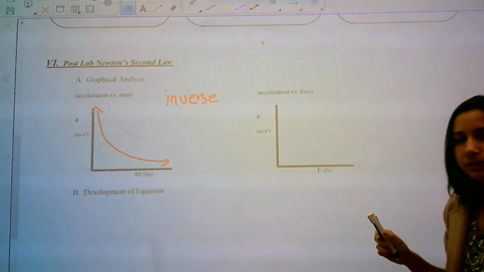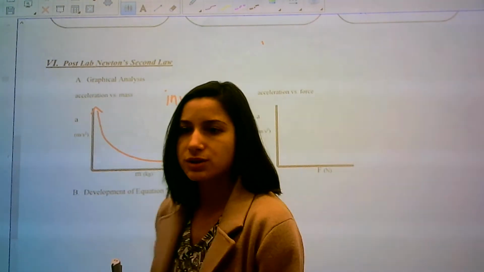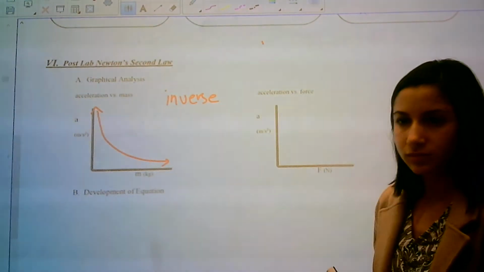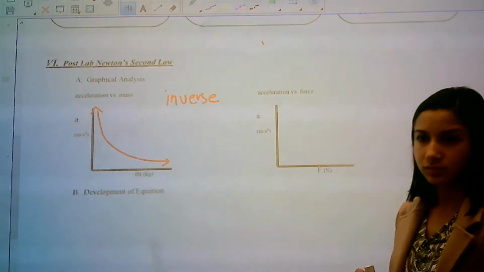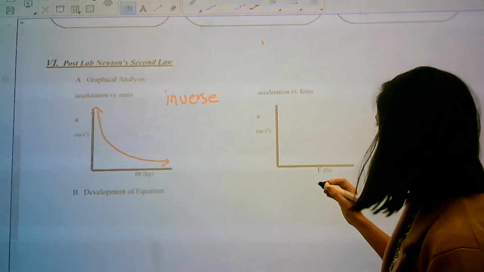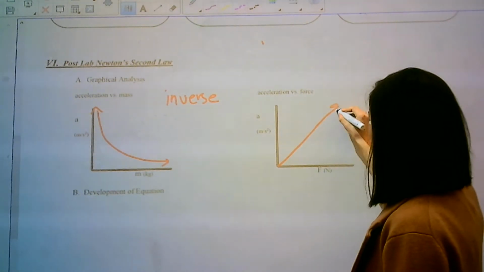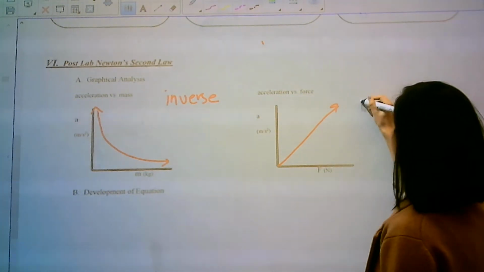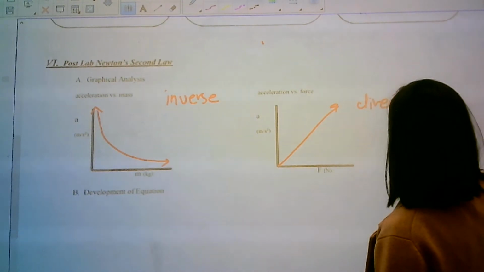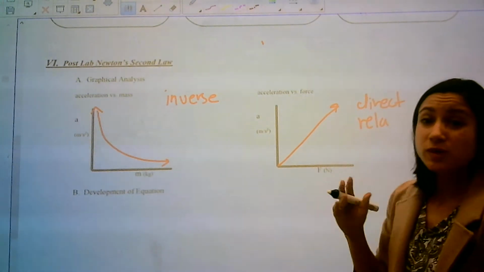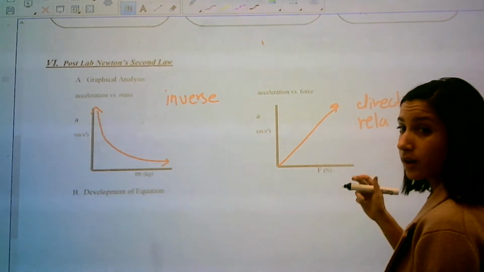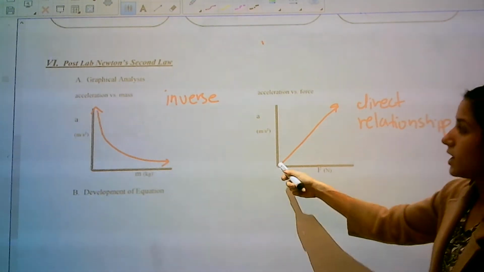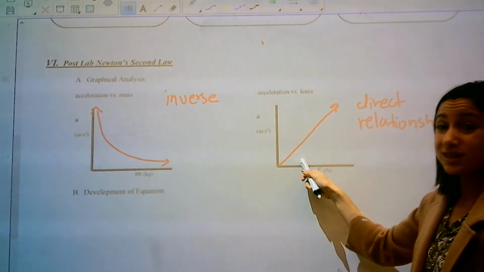Now, what does the graph for acceleration versus force look like? If I increase my acceleration, what happens to my force? Put it in the chat. What is this one going to look like now? Nice, guys. Yep, you're getting it. So it's going to be a straight upward line. This is a direct relationship. You saw this. This should just be review for you. You guys answered this already in your lab. So again, if you increase acceleration, you see the force increases as well.